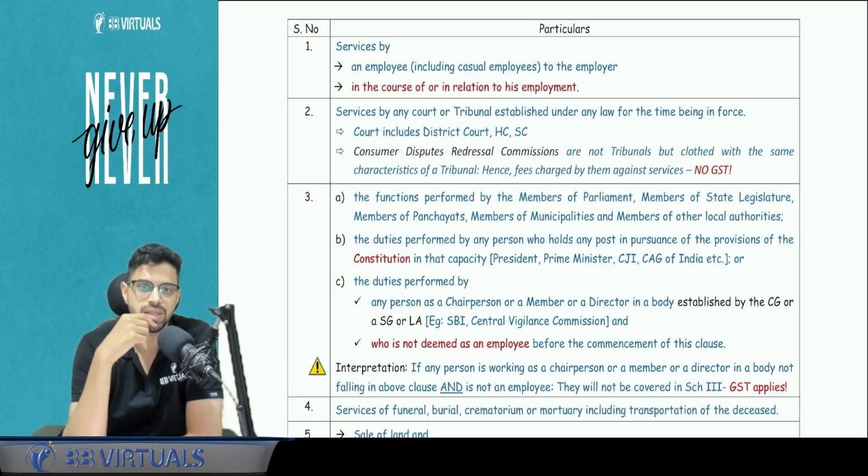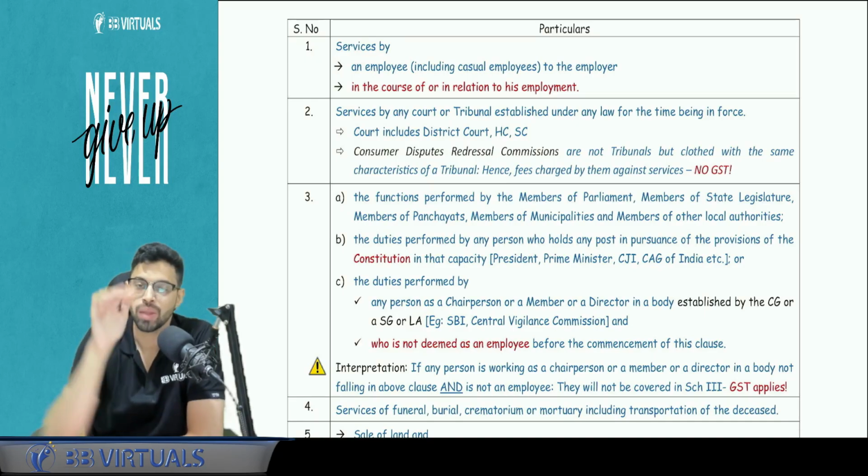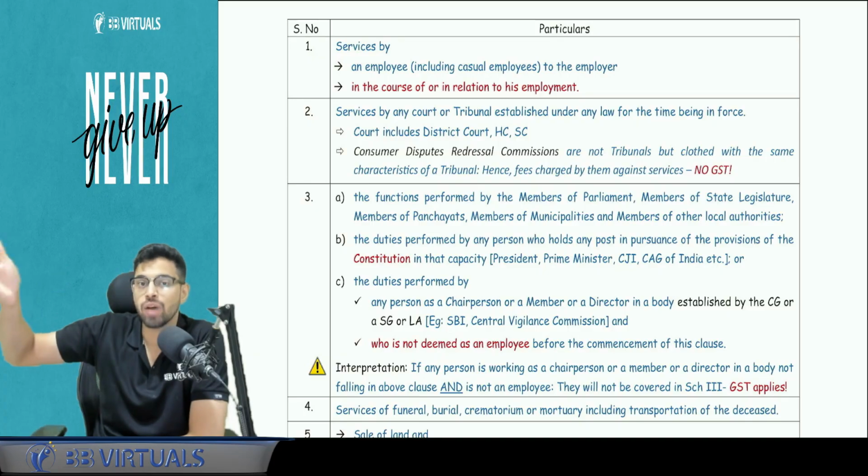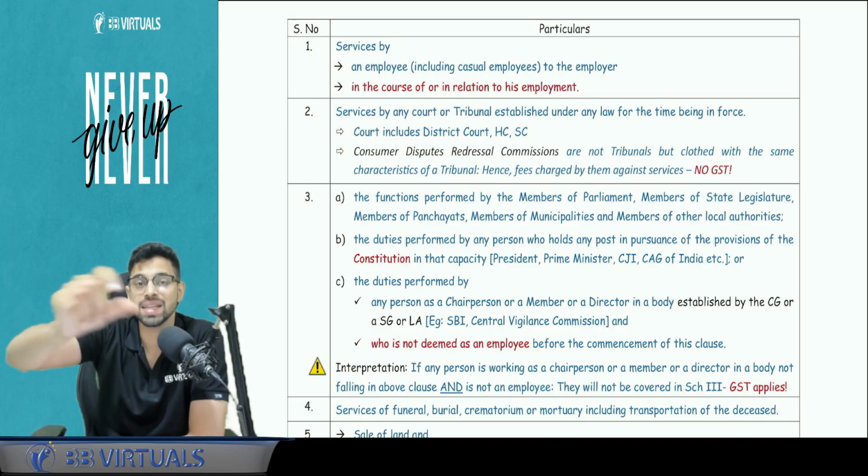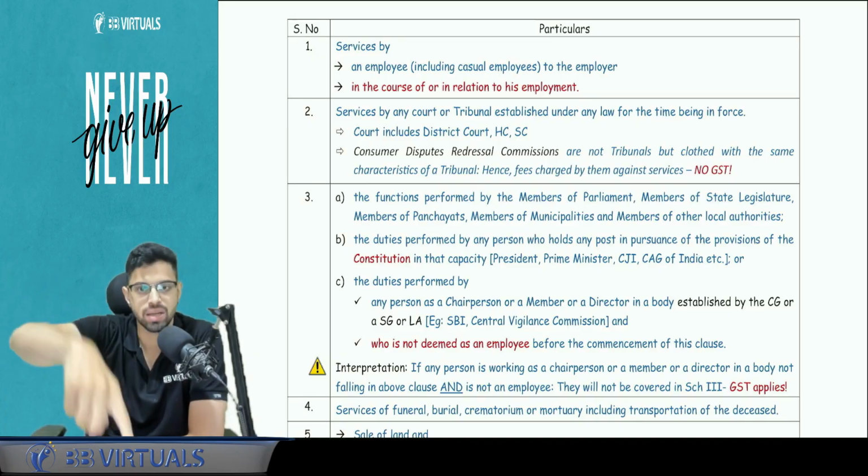It is taxable under GST because that is not in the course of employment. What is in the course of employment? That I am agreeing against my salary, but this is something I am agreeing to as an individual, not to join a rival company. So that is under GST.